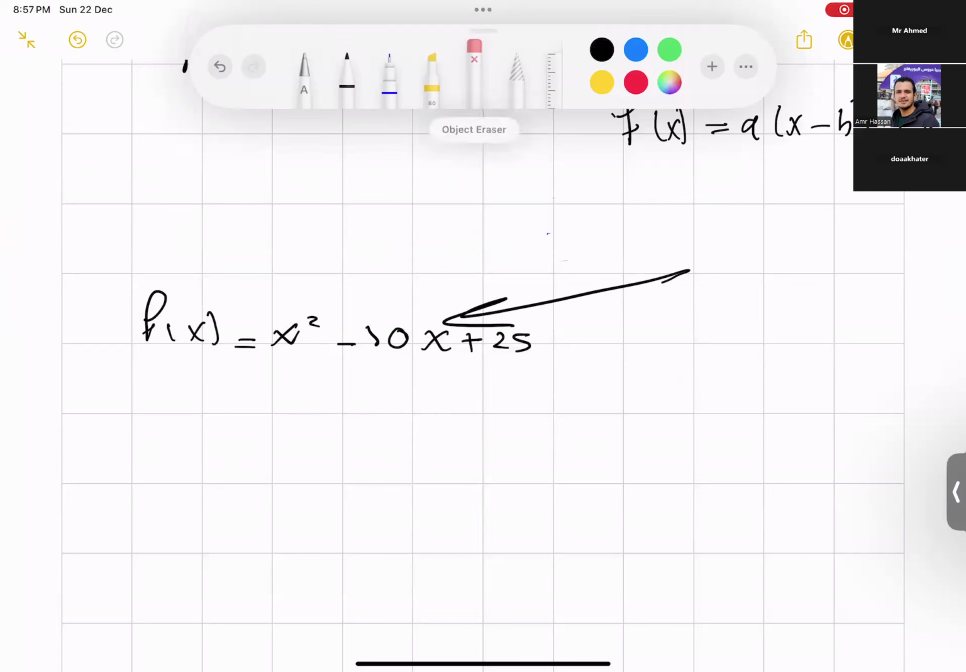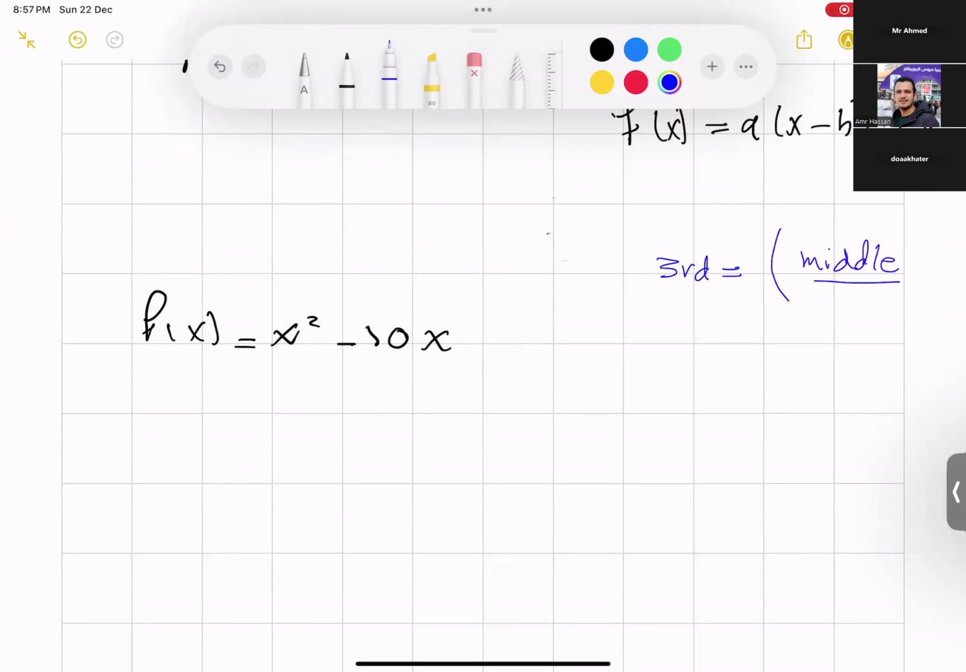But what if we have only 2 terms? How could I get the third one? This is the point. So we get a rule to be able to get the third. Listen, the third is going to be the middle term divided by 2, all to the power of 2. You have to memorize this one. Try to write it down, okay?